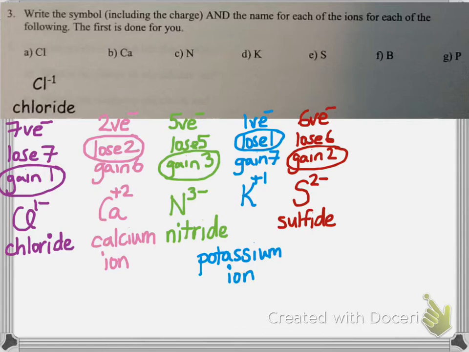Boron is in group 3A, so it has 3 valence electrons. It can lose those 3 to be like helium, or it can gain 5 to be like neon. It's going to lose 3 because that's the smaller number, so it's going to be boron with a +3 charge. Because it's positively charged, it's going to be boron ion.